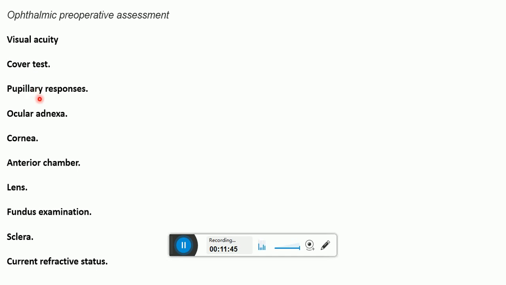Third is pupillary responses. Because cataract never produces an afferent pupillary defect, its presence implies substantial posterior pole pathology. So always check pupil responses. Fourth one is ocular adnexa. Dacryocystitis, blepharitis, chronic conjunctivitis, lagophthalmos, ectropion, entropion, and tear film abnormalities may predispose to endophthalmitis. These conditions should be dealt with before intraocular surgery.